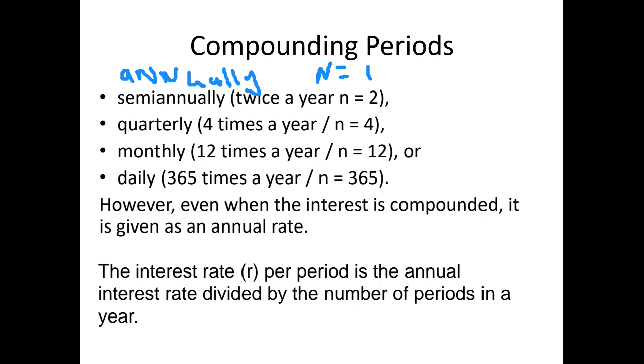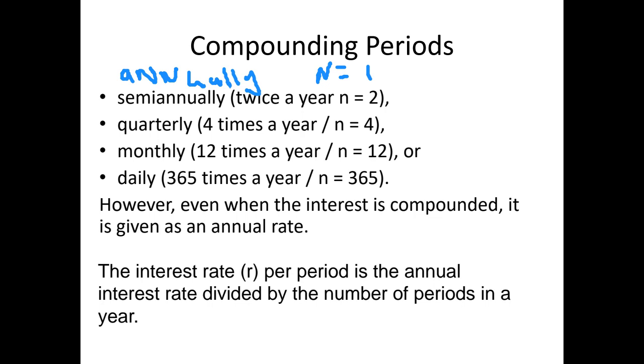I always tell my students to remember the quarterly. I ask them, how many quarters are there in a dollar? 4. So if an interest or a compound period is taken quarterly, that means that our compound term, our n, is equal to 4.